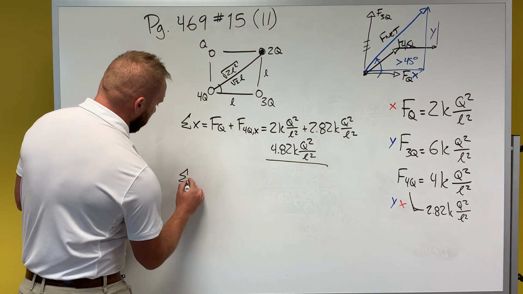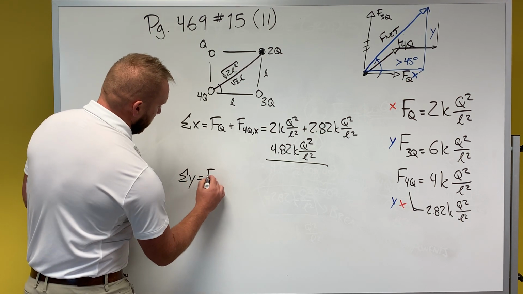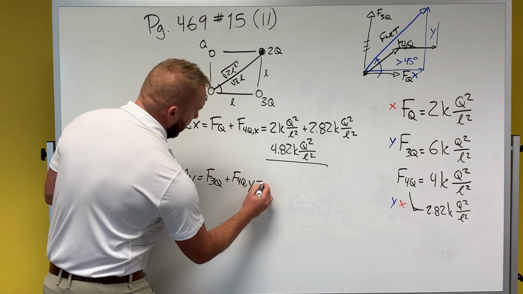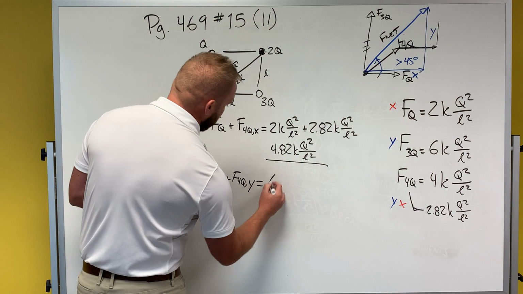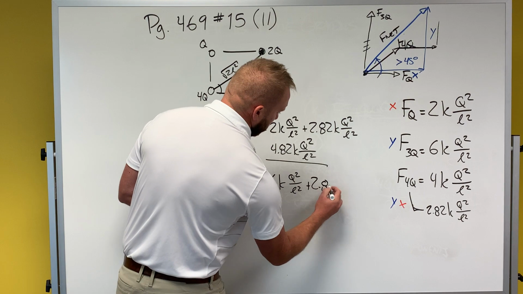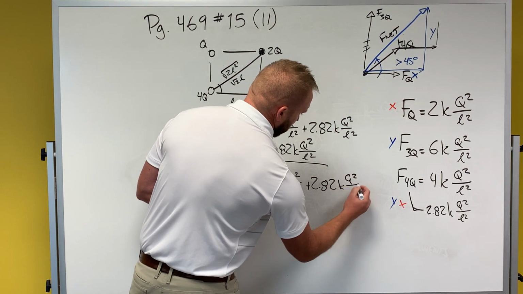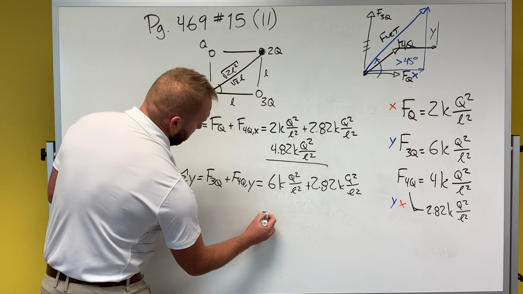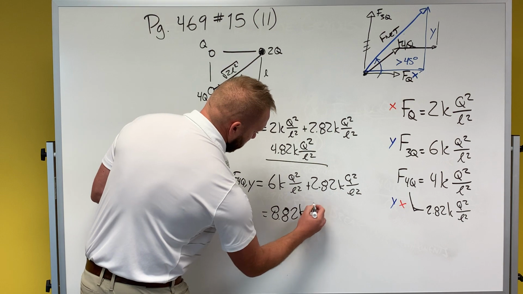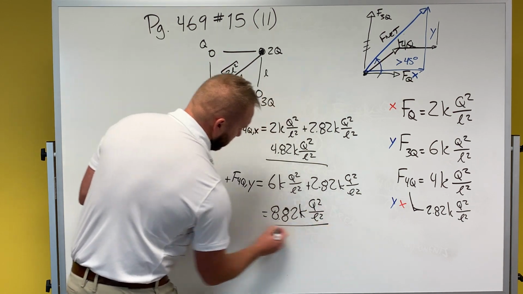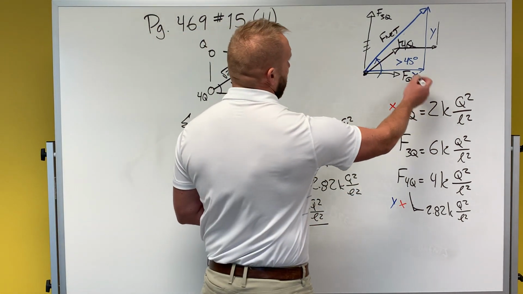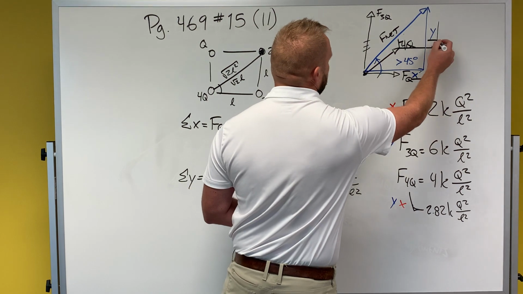My y component, the sum of the forces in the y, F3q plus F4q in the y, which is 6k q squared over L squared plus 2.82 k q squared over L squared. Add those together, you get 8.82 k q squared over L squared. So those are my two components. Now, to find the total, how would I find the total of this triangle? Pythagorean theorem.